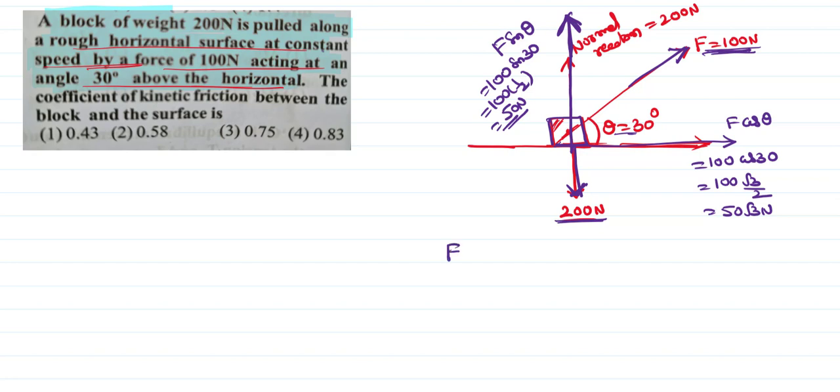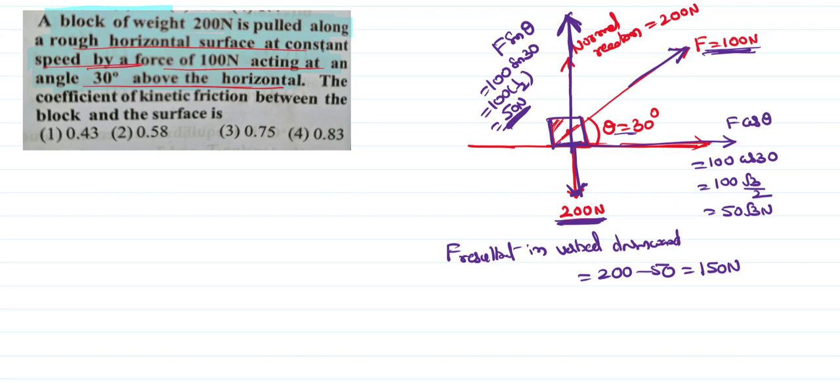So the resultant in the vertical downward direction is, why have I written downward? Because the downward force is high in magnitude, 200 Newton, when compared with the upward force. So the resultant force will be in the downward direction, 200 minus 50. That will be 150 Newton.